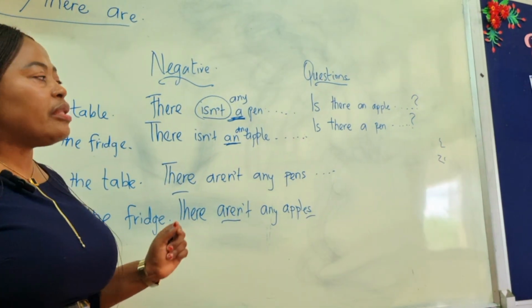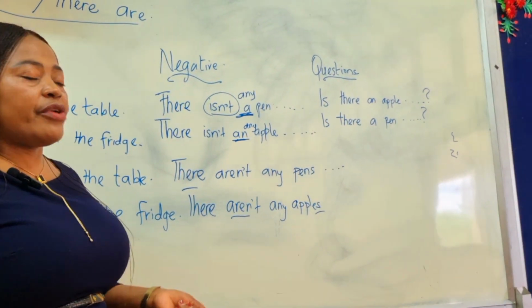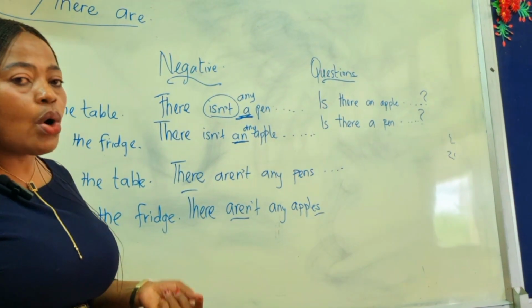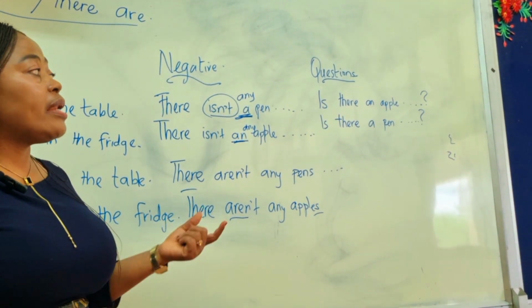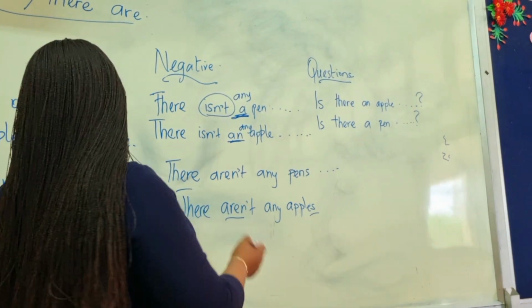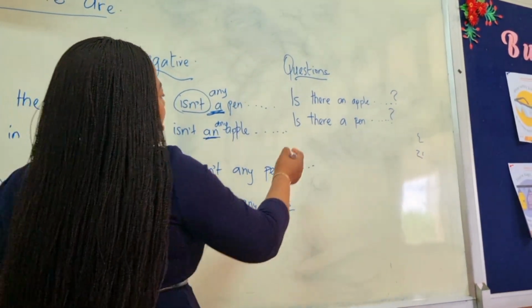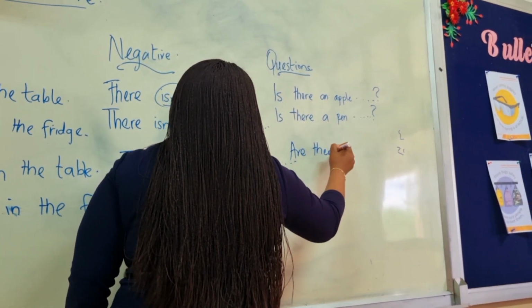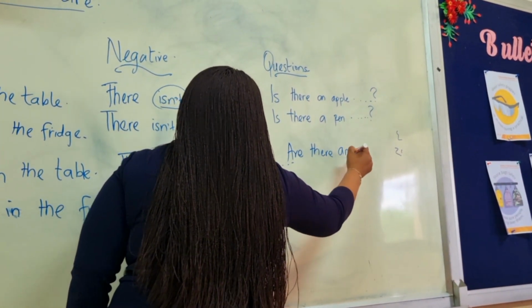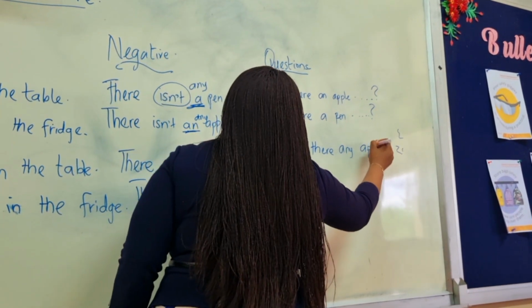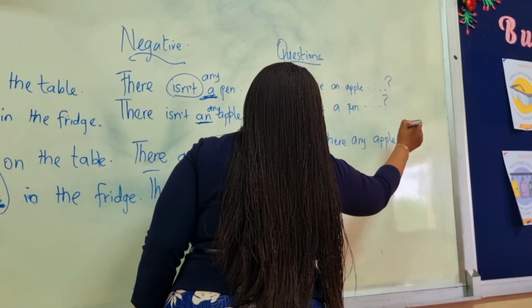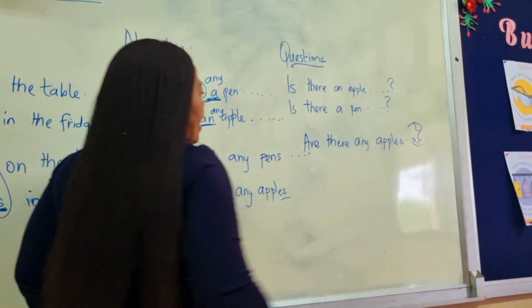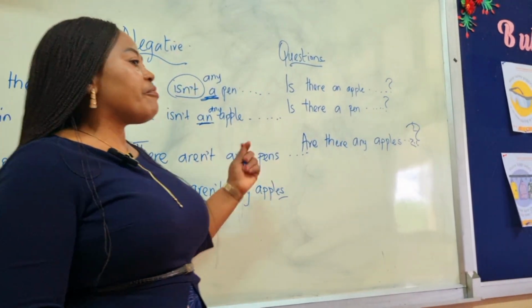Is there an apple in the fridge? Or is there any apple in the fridge? Or is there a pen on the table? Or is there any pen on the table? That's a question. And for plural, you ask, are there any apples? Please don't forget to add S whenever you are asking a question. Are there any apples in the fridge?